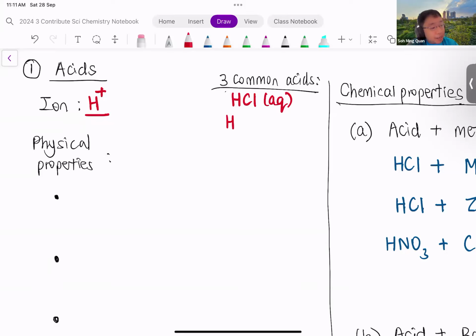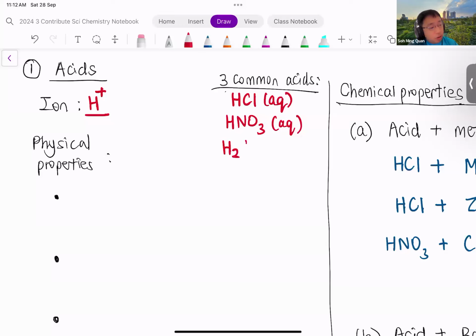Other common acids, HNO3. Nitric acid is HNO3. From the formula, again, you can see it will form H plus NO3 minus. NO3 minus is called nitrate. Hence, HNO3 is the acid that produces nitrates.